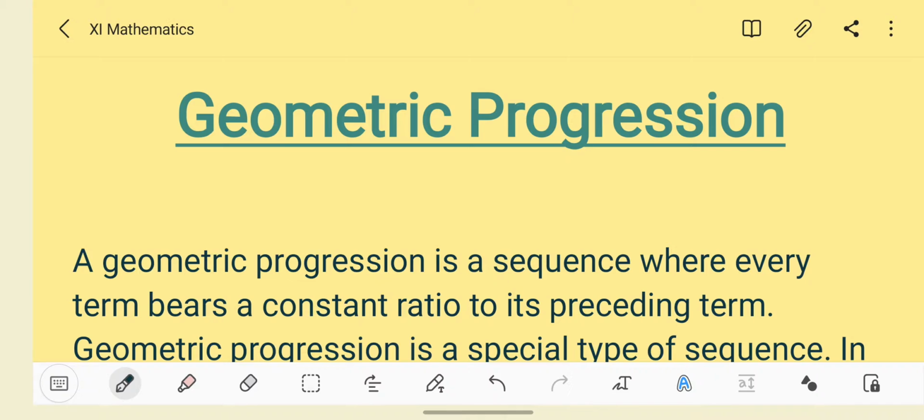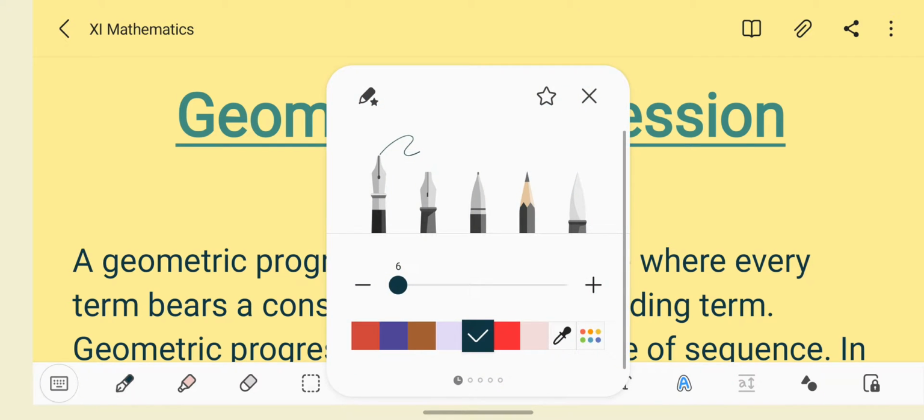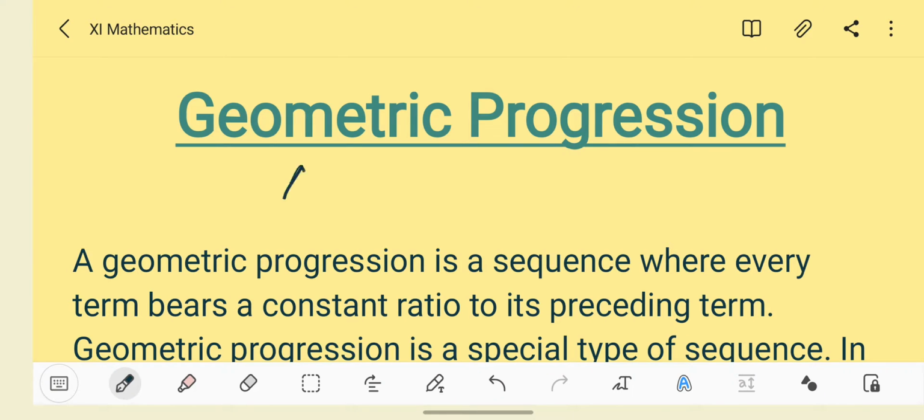A geometric progression is a sequence where every term bears a constant ratio to its preceding term. In case of arithmetic progression, we have seen the difference between two consecutive terms was constant. That was called the common difference. Whereas in this case, it is the common ratio. It has to be a constant ratio.